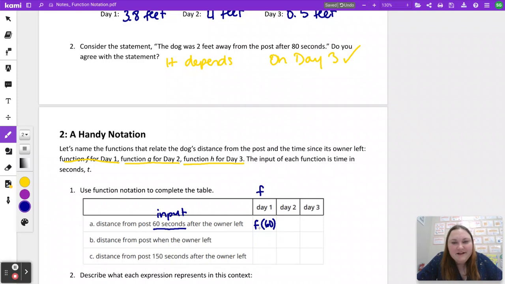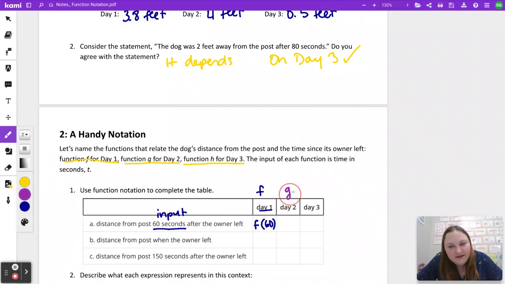And so this right here is going to represent on day 1, the distance from the post 60 seconds after the owner left. Notice those 2 little things. The F and the 60 represents all of those words. When I see the letter F, it's letting me know we're talking about day 1. And when I see that 60, it lets me know we're talking about the distance from the post 60 seconds after the owner left. Day 2 and day 3 is going to be really similar.